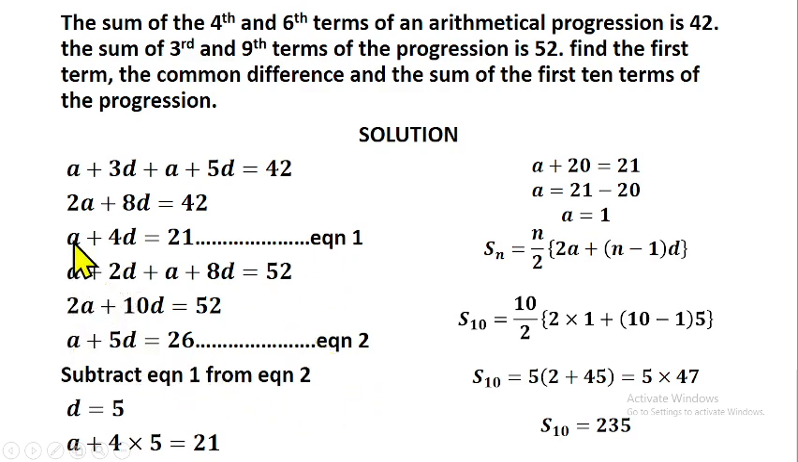So that means you have A minus A, that gives us 0. 5D minus 4D gives us D. 26 minus 21 gives us 5. So that means the common difference is 5. Then you can put this into equation 1 or equation 2 to get our A.